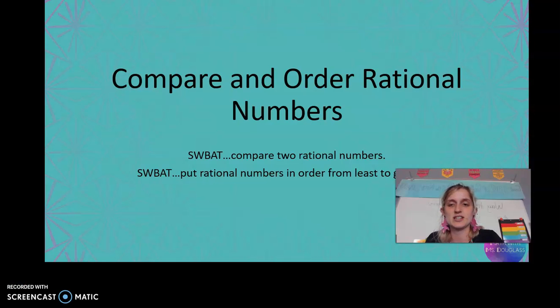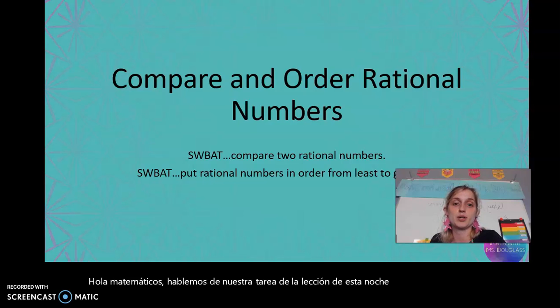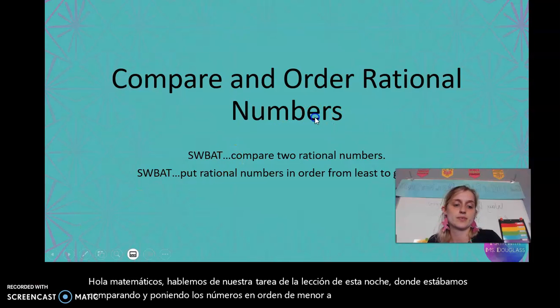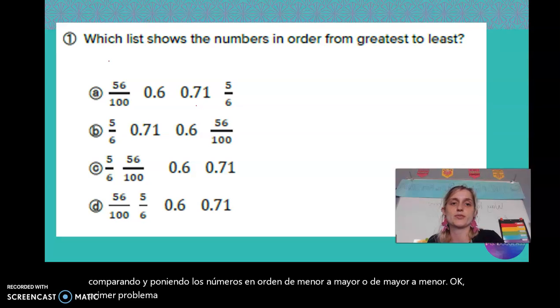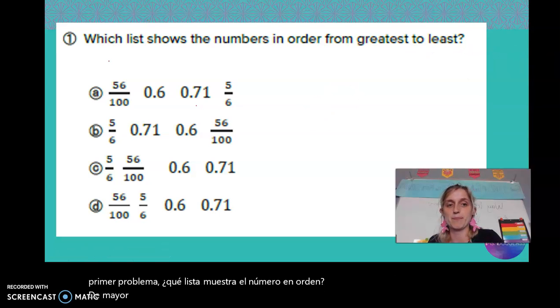Hey mathematicians! Let's talk about our homework from tonight's lesson where we were comparing and putting numbers in order from least to greatest or greatest to least. First problem: which list shows the numbers in order from greatest to least? So the order matters. We want the biggest number first and the smallest number last.